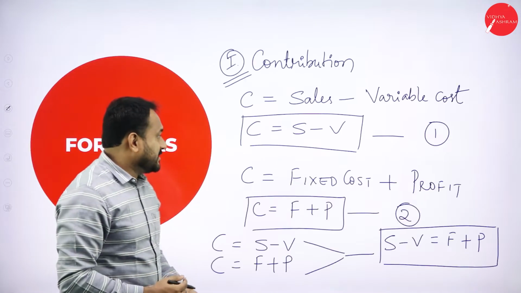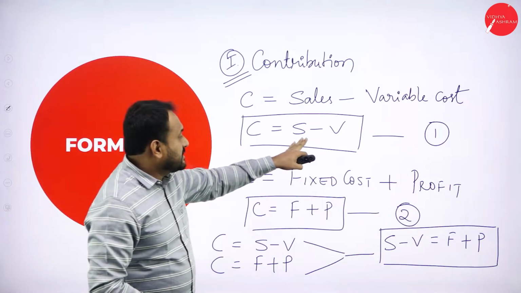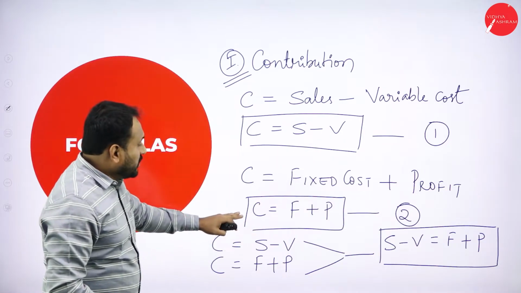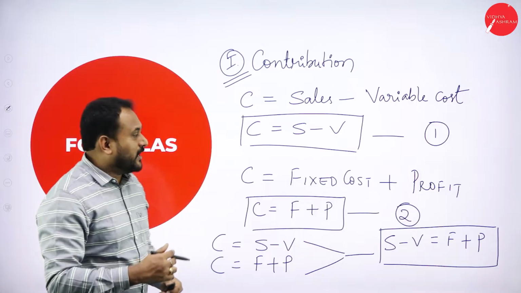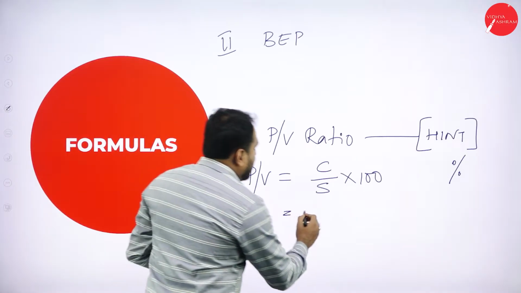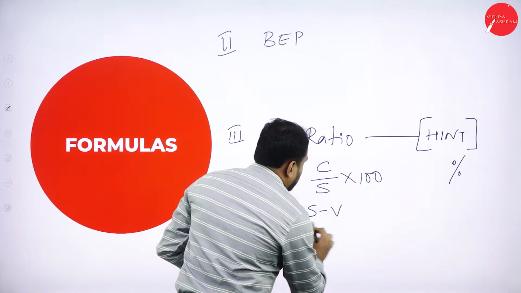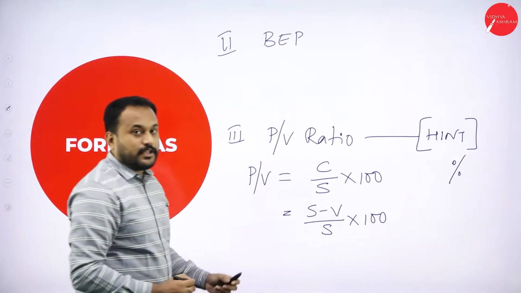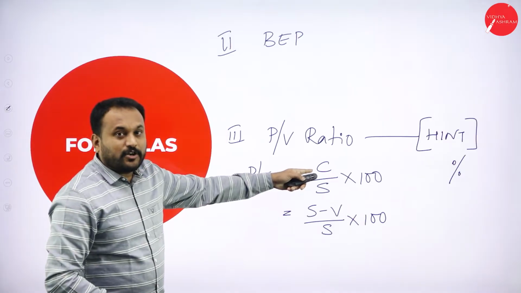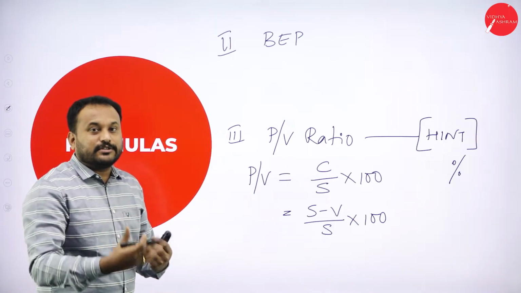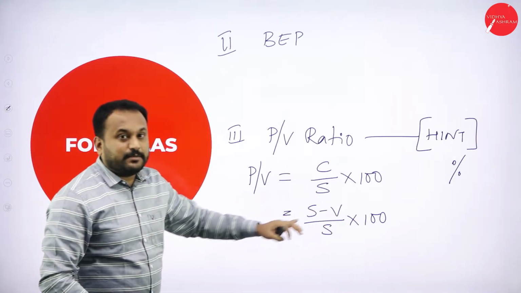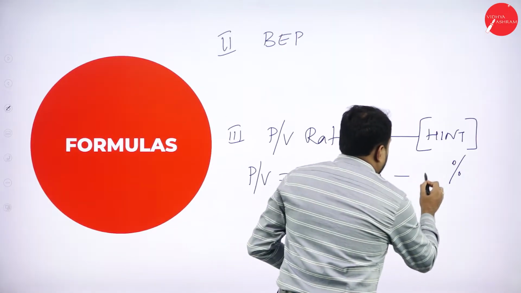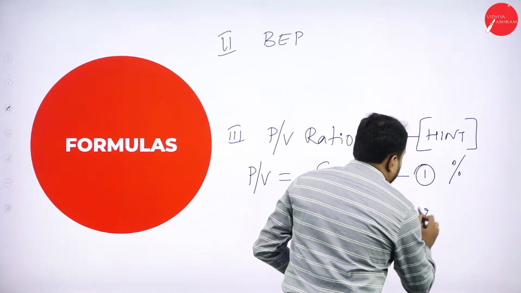We need to understand this. Contribution is sales minus variable cost. Contribution is also fixed cost plus profit. Now I'll write here: can I write S minus V divided by S into 100 for PV? Because C is contribution, and contribution is also written as sales minus variable cost. This is the second formula for PV.